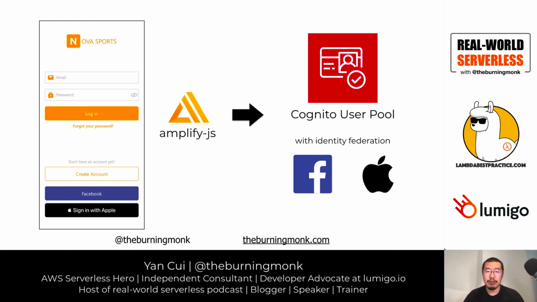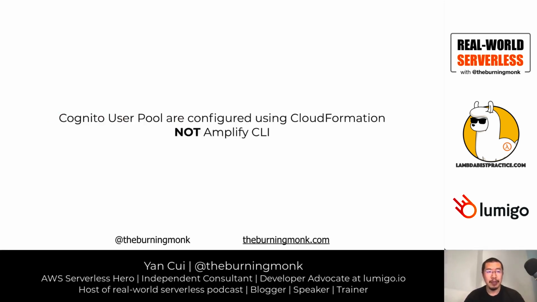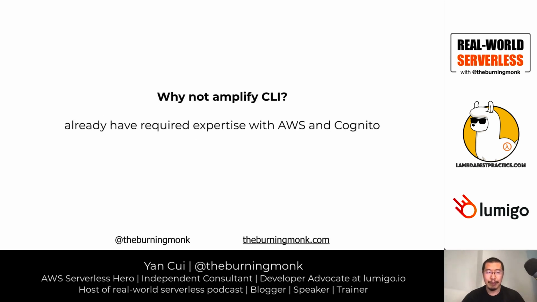So in terms of authentication, as I mentioned earlier, we use a Cognito user pool, and I set up identity federation so users can sign in using Facebook and Apple as well. And on the client side, we use the Amplify.js library to integrate with Cognito, which really makes things quite simple as far as authentication logic is concerned. It does all of these things for you, including refreshing your tokens when they expire. However, I didn't use the Amplify CLI to create and configure the Cognito user pools. Instead, I did them by hand using CloudFormation because, well, I know how to do it. And if anything, I kind of want to know what's been configured.